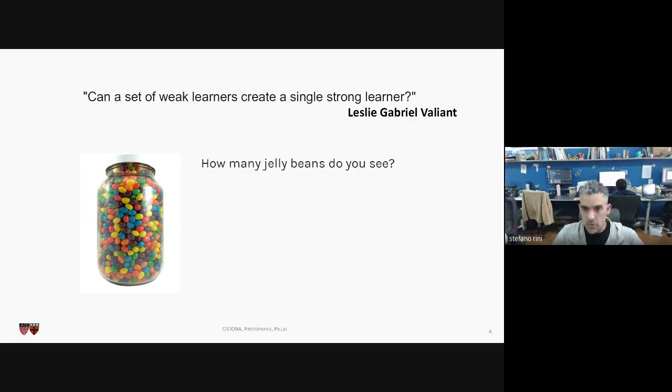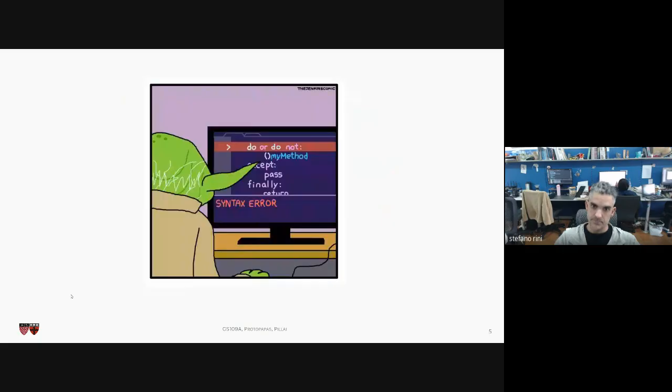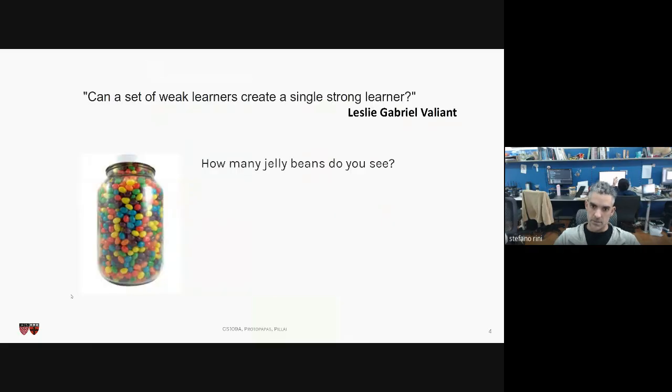And okay, so now we come to the following question. Can a set of weak learners create a single strong learner? The example that we're going to look at here is: how many jelly beans do you see? Meaning that you can have many simple predictors of how many jelly beans are here, and then if you take the pool of these, you're going to get a strong predictor. This is the classical example of what is called the wisdom of the crowds.